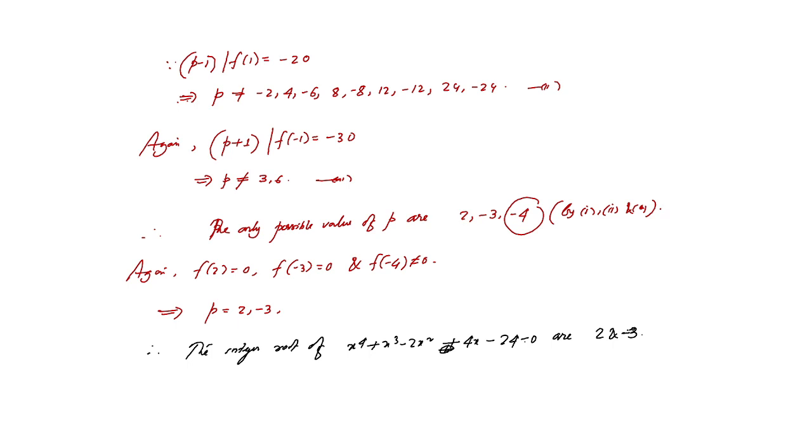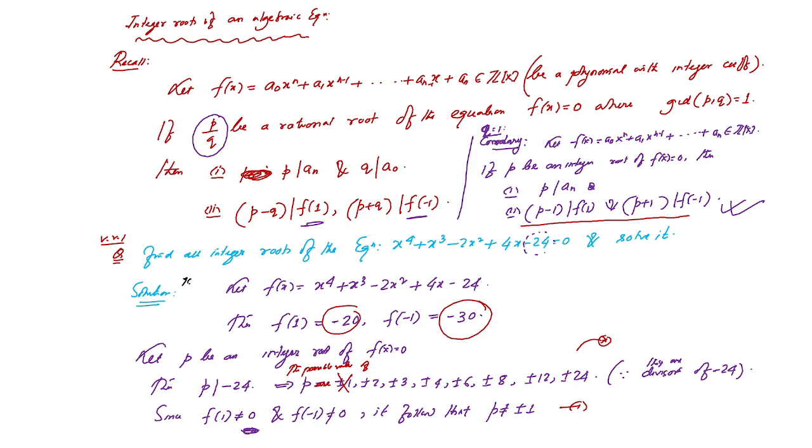Now, the equation is of degree 4, which means it has 4 roots. So 2 roots are integers, and we need to determine the 2 other roots. So how to determine them? This is the first part. Now we move to the second part of the problem.